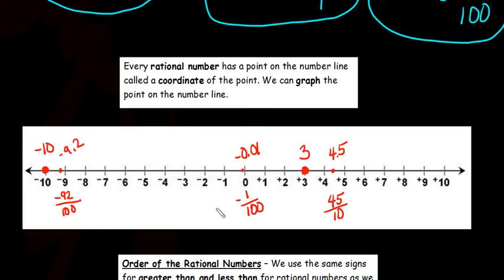And over here I put negative 9.2, which is, this is my fraction, just to show you. Here is negative 0.01. It would actually be really close to that line, but I just had to put it there to show you that you can graph it. 3 was simple, right on the line, and 4.5, 4.5. There it is on the number line. So we can graph rational numbers on the number line.